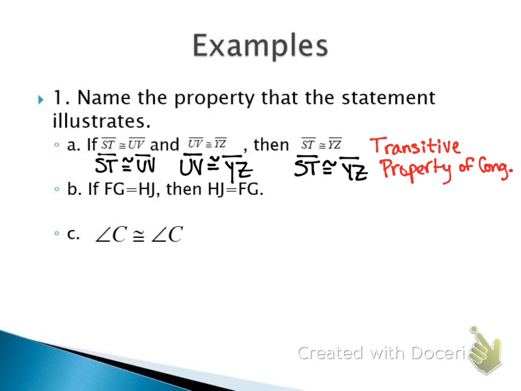All right. Letter B said that we have FG equal to HJ. Then we know that HJ is equal to FG. David, what property is that? Symmetric property of, what kind of signs do we have? Which one are we on? Letter B. Equality. Symmetric property of equality, I agree.